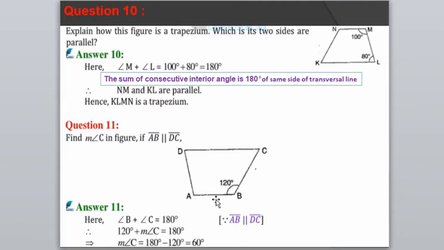Just now we took a question on the trapezium: if two parallel lines are cut by a transversal, then the sum of the two interior angles on one side of the transversal will be 180 degrees. It means angle B plus angle C equals 180 degrees. The measure of angle B is given as 120 degrees. Then 120 degrees plus angle C equals 180 degrees, so angle C equals 180 degrees minus 120 degrees, which equals 60 degrees. So we got the measure of angle C as 60 degrees.